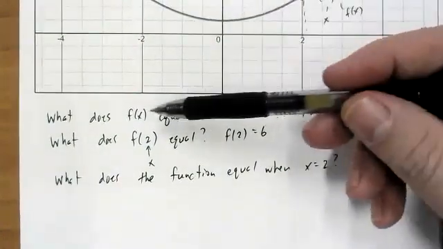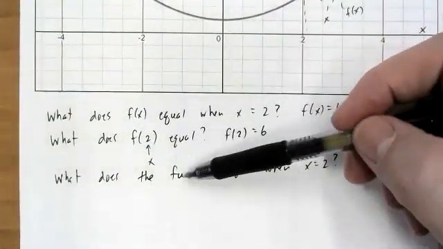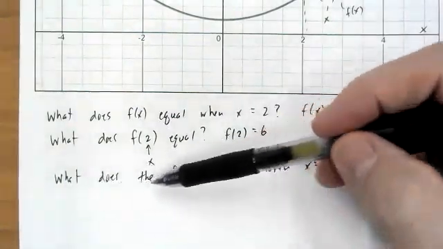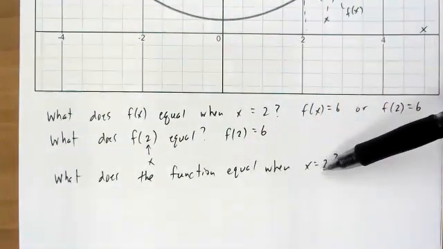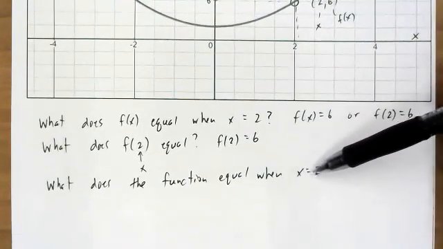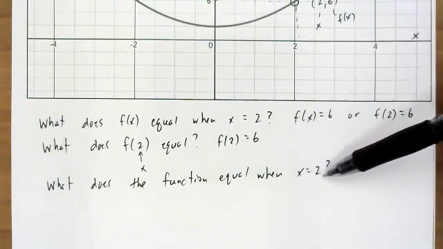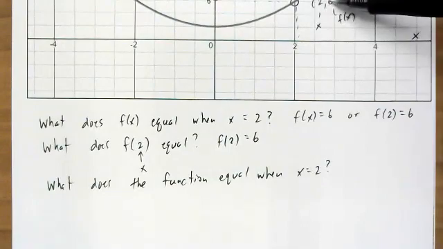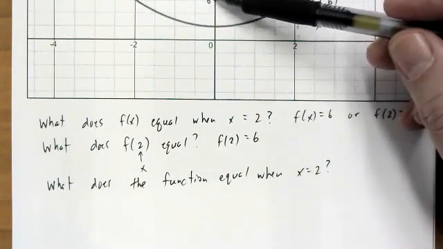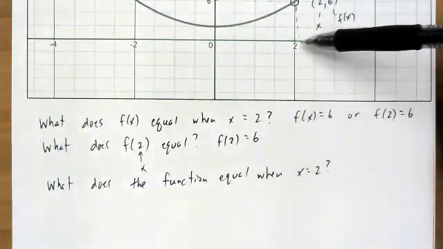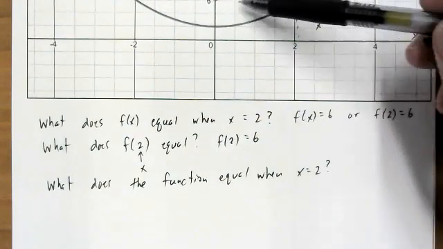Actually, all I've done here is, instead of writing f of x, I just use the word function, because f of x is the function. So what does the function equal when x is 2? If I was given that question, this is saying, okay, go on my x-axis and find the value of 2, go up to my graph. At that point, the vertical value of this point is my function. So what does the function equal when x is 2? I go to this point here.